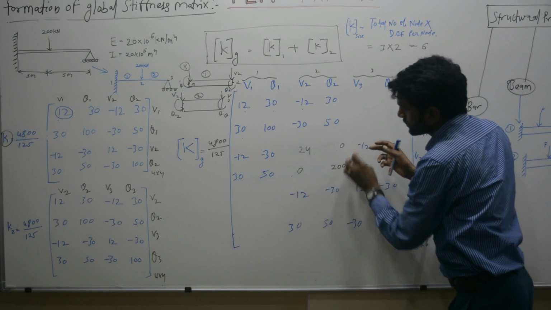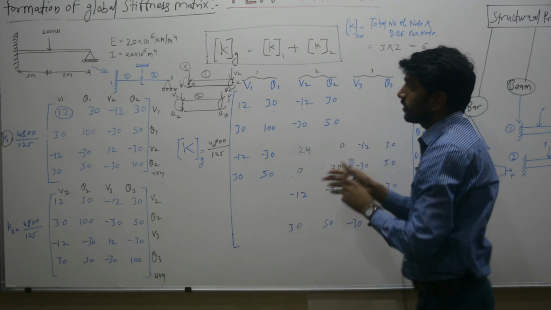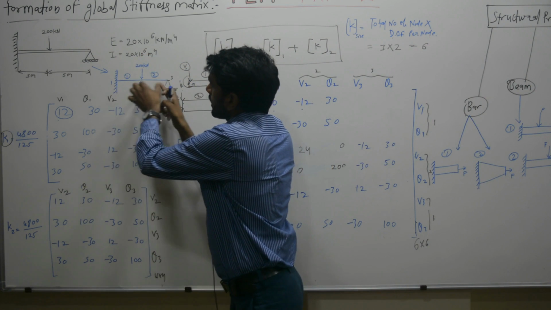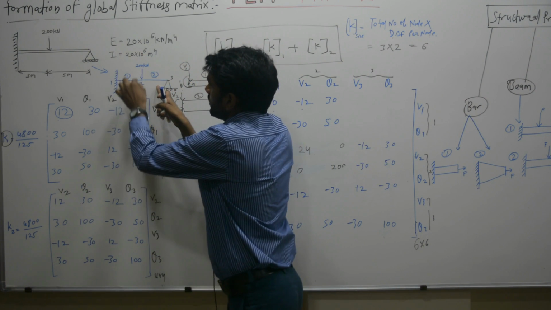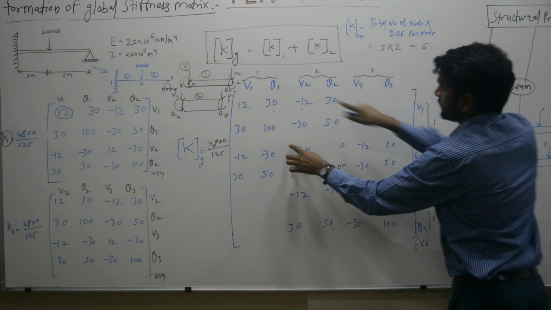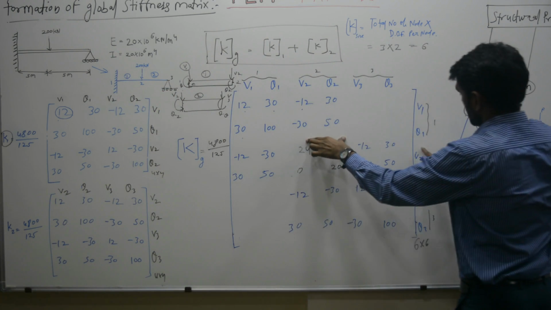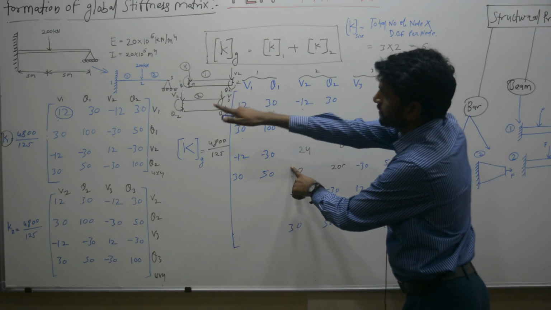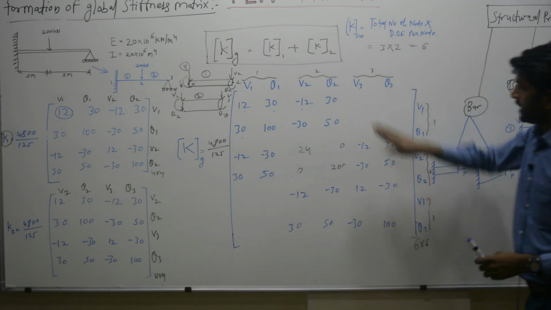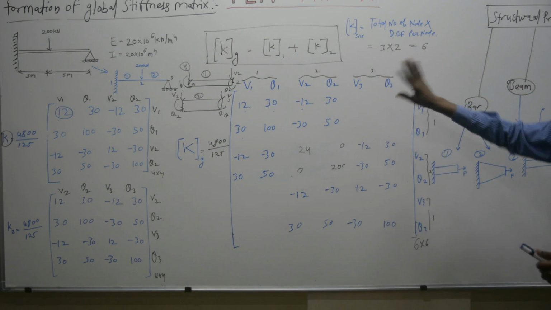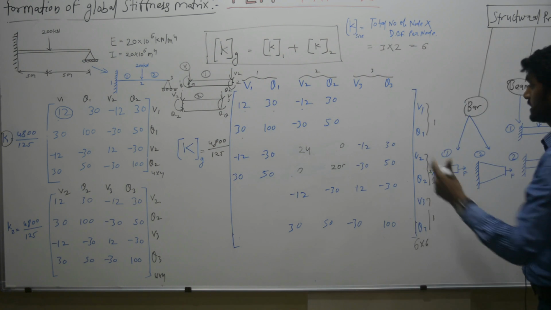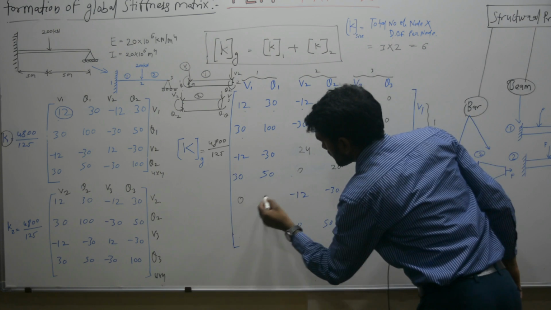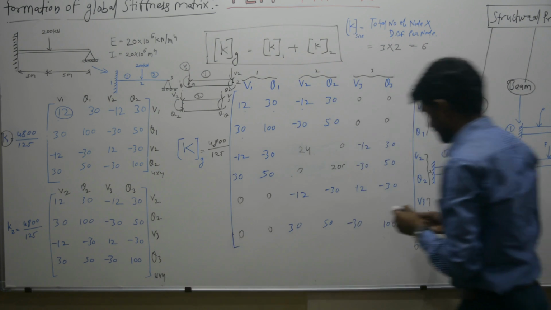You see, these four values have changed. Why did these four values change? Because here node number 2 is common for element 1 and element 2. That is why for V2 and theta 2, in column and in row, we have a contribution one from stiffness matrix K1 and one from K2. There are many elements where we do not have any specific value. For that case, you simply put zeros.